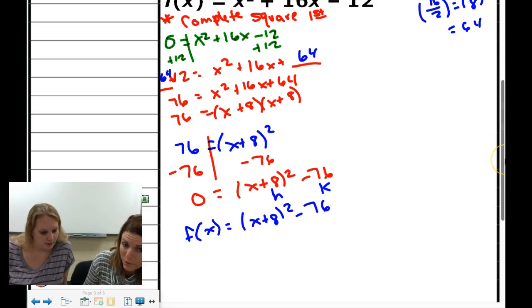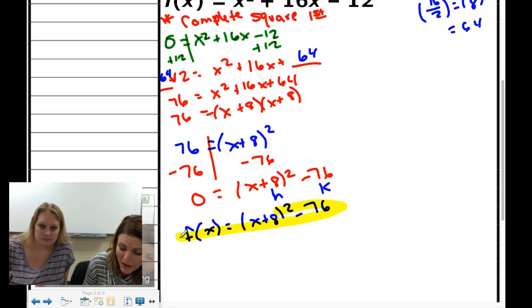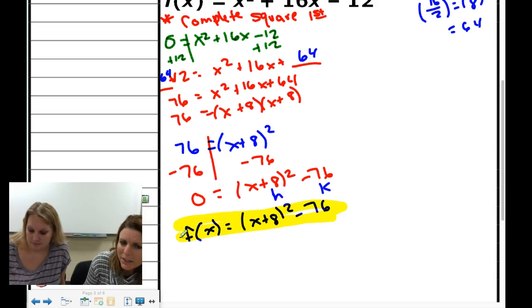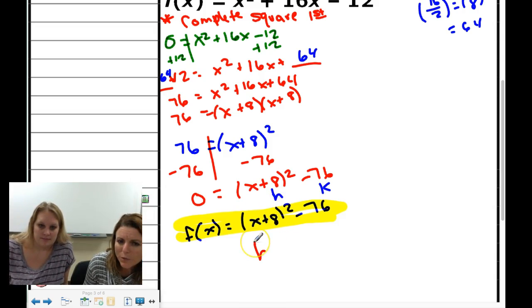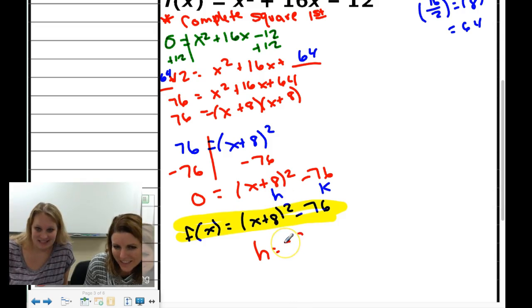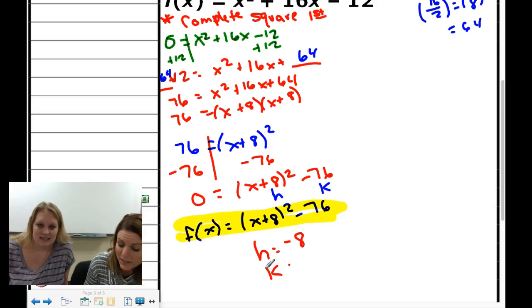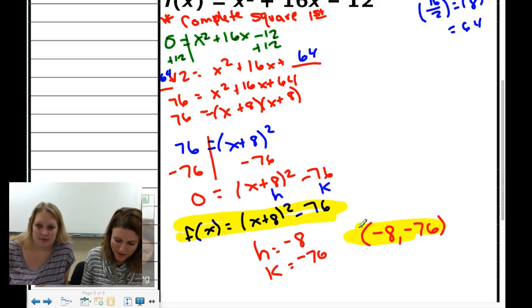That's the first part of the problem, so let's highlight that. The second part is to find the vertex. The vertex is at (h, k). H is equal to negative 8, and k is equal to negative 76. So our final answer is the point (-8, -76), and we'll highlight that too.